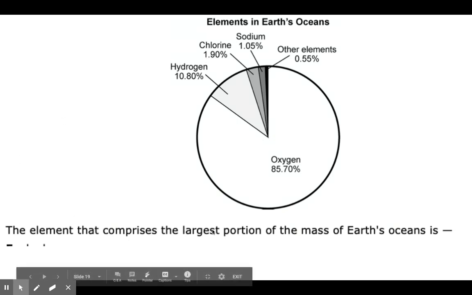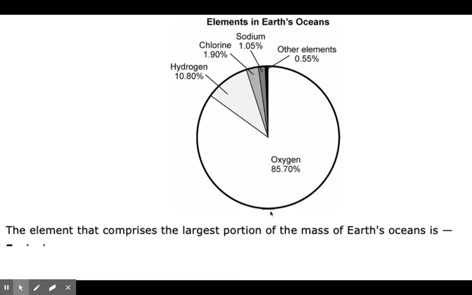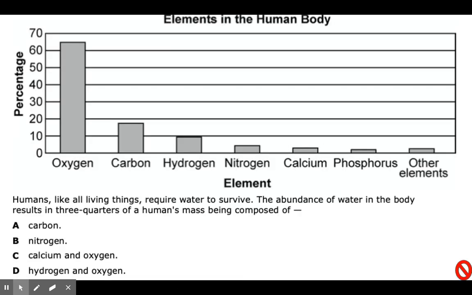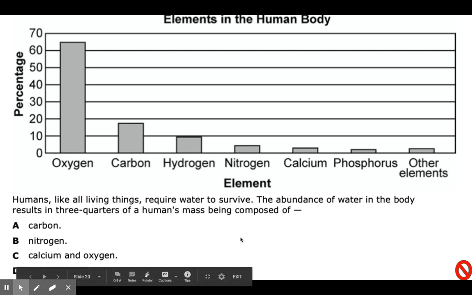The element that comprises the largest portion of the mass of the Earth's oceans is the largest portion, the largest amount, the biggest section. So obvious, oxygen. All right, elements in the human body. Wow, these are elements in my body. So let's read it. Humans, like all living things, require water to survive. The abundance of water in the body results in 3/4 of a human's mass being composed of.